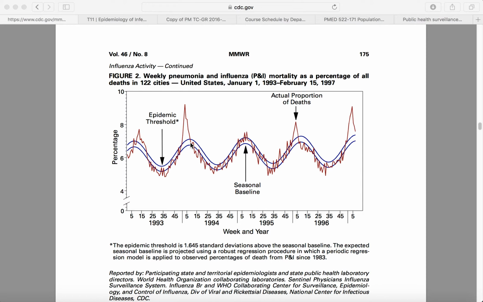So we have kind of an early warning system about what's happening, and we can see if something is rising above the level where we would expect it, so that we know that we're going to need to put more resources towards this particular disease at a given time.